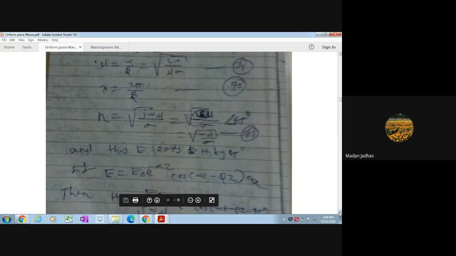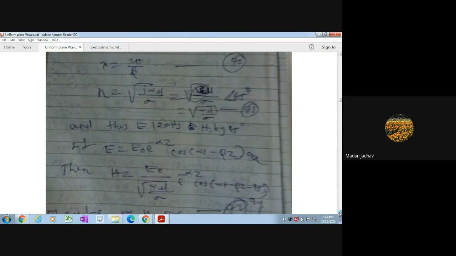Now the equation for the intrinsic impedance for a good conducting medium is the square root of j omega mu divided by sigma. Here again it is an imaginary quantity, therefore there is some phase angle. The magnitude of this quantity is the square root of omega mu by sigma, and the phase angle will be 45 degrees. So the phase angle between electric and magnetic field is 45 degrees: E leads H by 45 degrees in a good conducting medium.